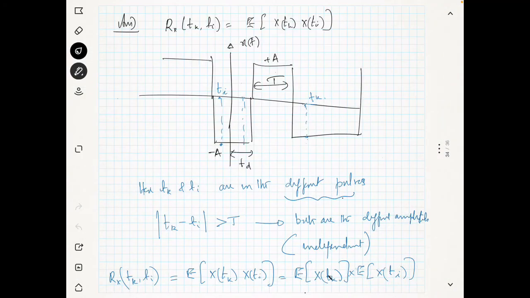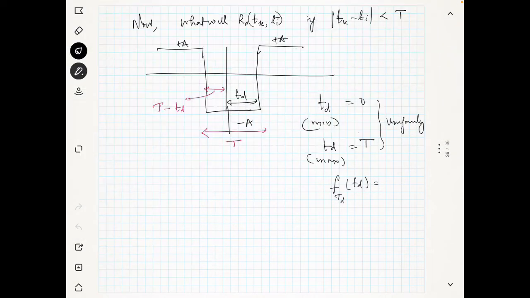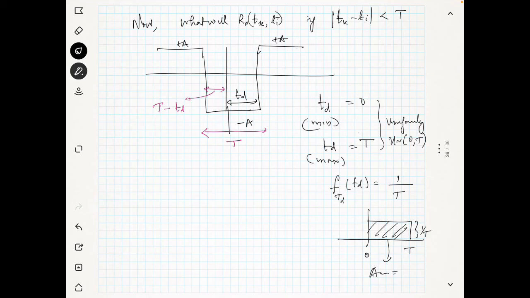It is uniformly distributed in the interval 0 and T. So the distribution will be 1 by T, because this is a uniform distribution between 0 and T. So this amplitude will be 1 by T, because the total area will be equal to 1, right? That's why. Now we will see how to calculate this. It has been given that Td is a small number and it is uniformly distributed between 0 and T.